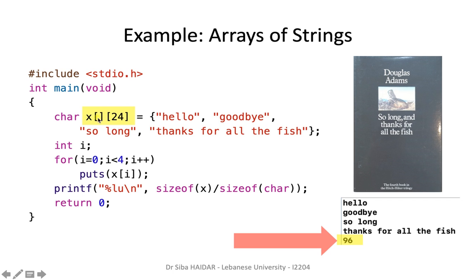We have seen previously that we can give all but one dimension because it is deduced from the number of elements given at the initialization. So we have an array of char arrays, each of which is 24 characters. If we do this and we print the size of x over the size of char, it will surely be 96 bytes because we won't have a jagged array, we will have instead a rectangular array.